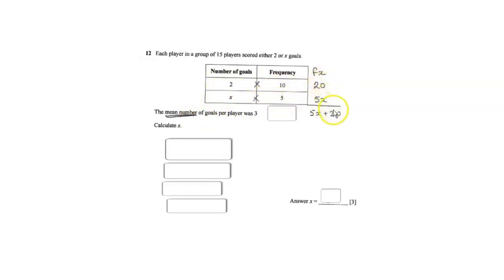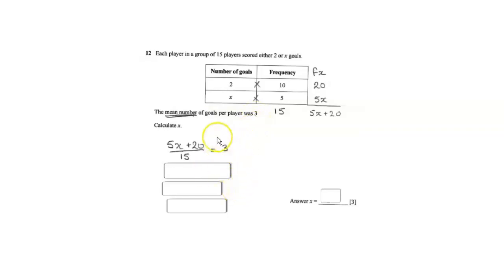And then you add them together. So that'll be 5X plus 20 when you add that column up, and then you add your frequency column, which is 15. So to get the mean, it's the total of the FX column divided by the total of the frequency column. And that's what we've got here. The total of the FX column over the total of the frequency column. Now this is equal to 3 because in the question it says the mean number of goals per player was 3. So they've already given you the mean.